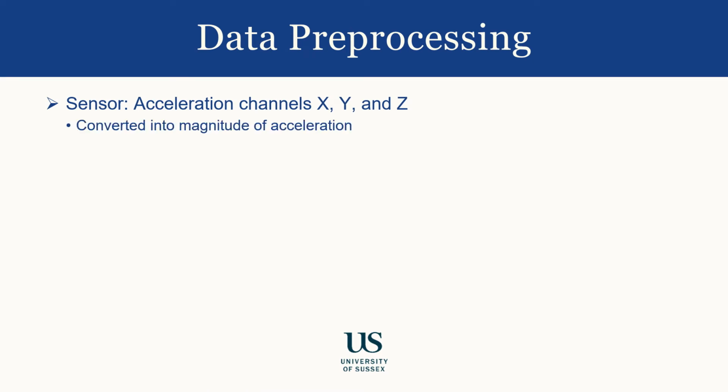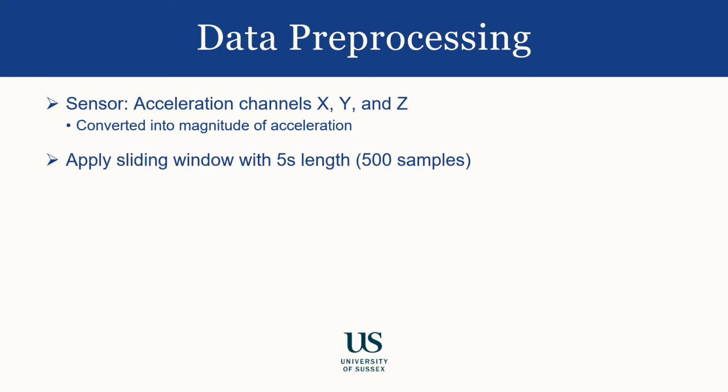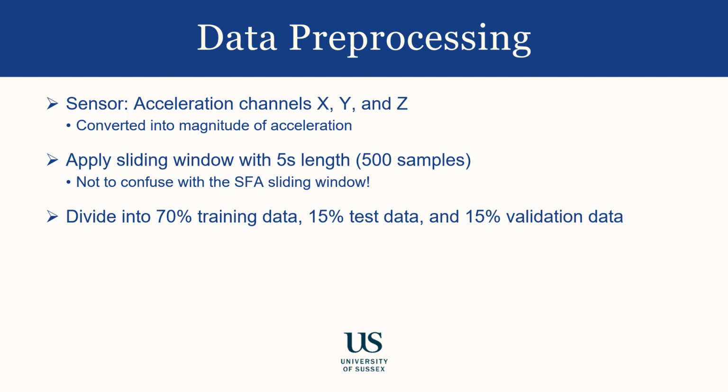These acceleration channels are converted into the magnitude of acceleration in order to negate the impact of the phone's rotation in the pocket. The resulting one-dimensional signal is sliced into 5-second long segments using a non-overlapping sliding window with the length of 500 samples. This is not the same as the sliding window in SFA. It just allows us to shuffle the order of samples and keep class balance in training, test, and validation data.